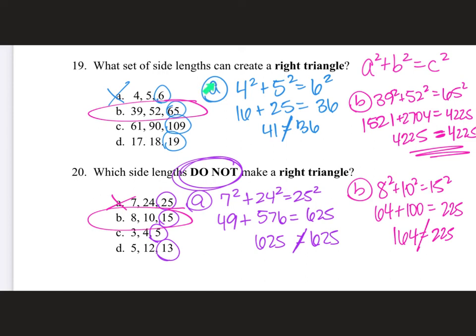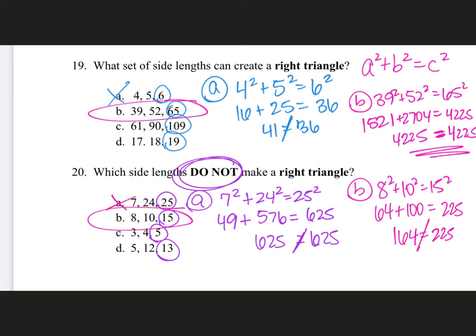All right, so like on choice A, we have 4 squared plus 5 squared equals 6 squared. But that's going to give us 16 and 25 and 36. 16 and 25 are obviously not 36. It's 41. They are not equal, so they do not make a right triangle.